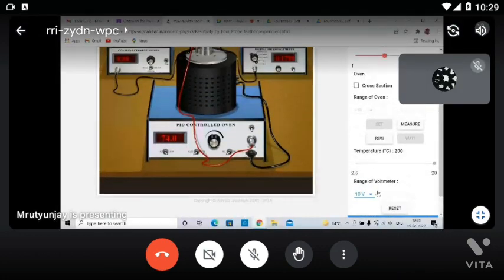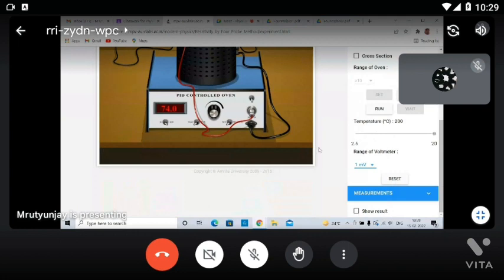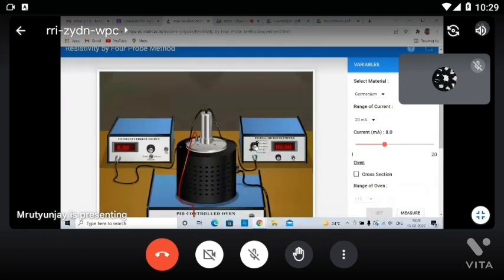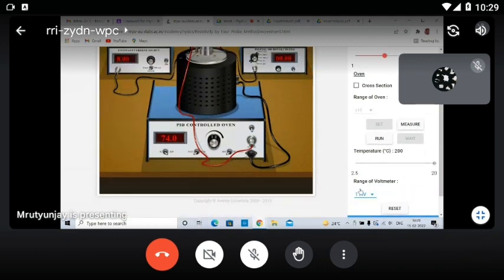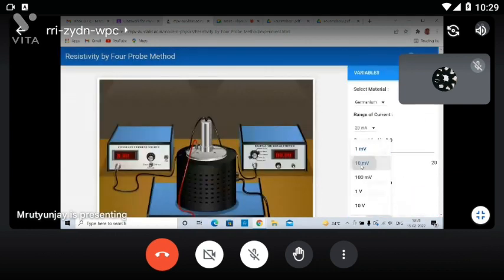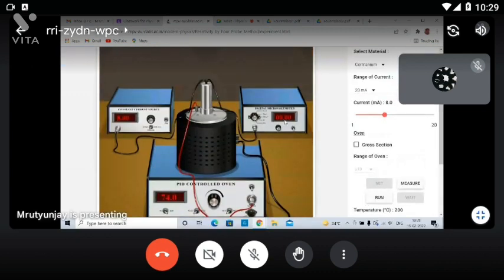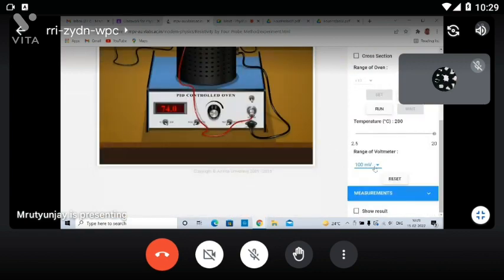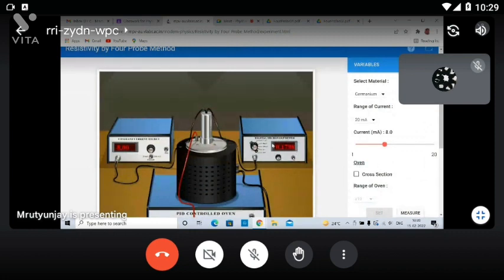Actually you are selecting the range of the voltmeter to 10 volt. That means you just see, I'm changing. You just observe what's happening. If you are selecting 1 millivolt, this one is rotating, but here we are getting 0 because the reading is more than 1 millivolt. So always see here 10 millivolt, and you can select 100 millivolt. But here we are not getting anything because we are selecting this one to 10 volt. The reading of this one is in volt, and you have to convert this to millivolt at the time of writing. Clear or not clear?